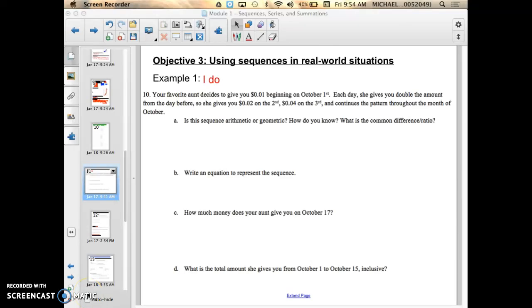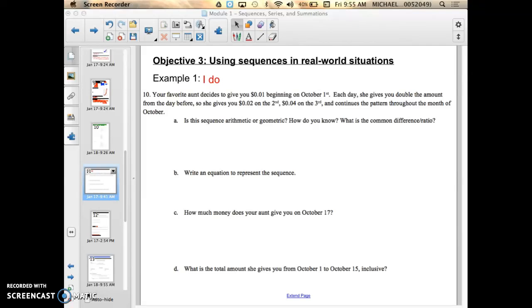Objective 3 in Topic 2 is using sequences in real-world situations, or more specifically, using sequences to model real-world situations. In this video, I'm going to do one example problem, and I'm going to ask you to do 2 of them on your own to check your work.